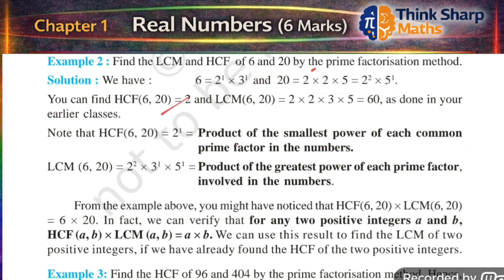And for LCM, what do we do? The product of the greatest power of each prime factor. Greatest power. Okay. So the greatest power of 2 is what? 2 square. So we will take 2 square in the LCM. Then we will see for 3. For 3, the maximum power is 3 power 1, so we will take 3. And for 5, 1 is the maximum power, so we will take 5. Now multiply all these numbers. 60 will be the LCM.